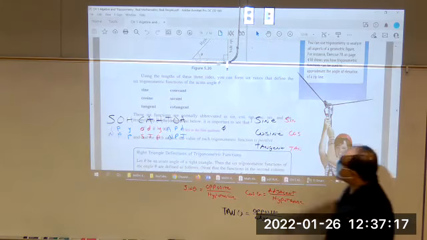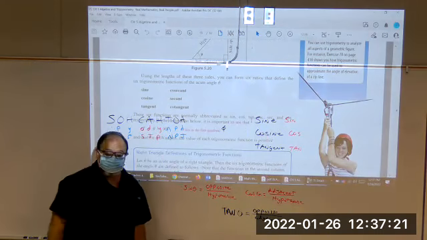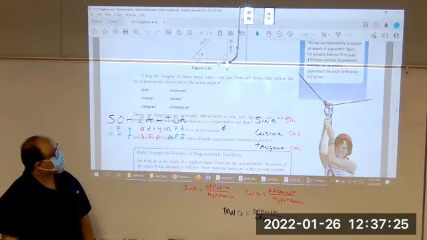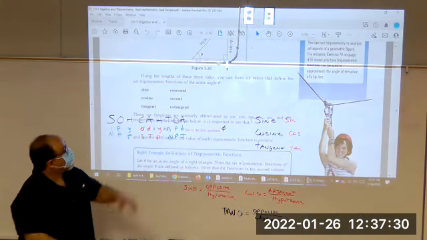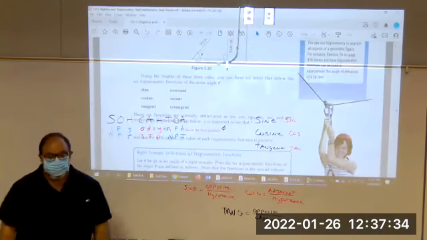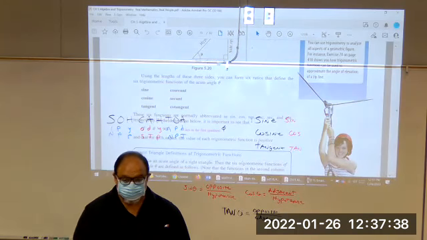Using the lengths of these three sides, you can form six ratios. Six? I don't believe it. You can form six ratios that define the six trigonometric functions of the acute angle theta. Sine, cosine, tangent, and then you got these ones. So there's three more.